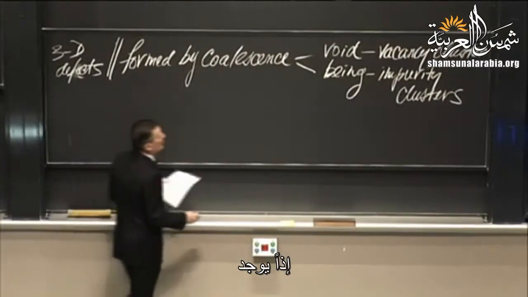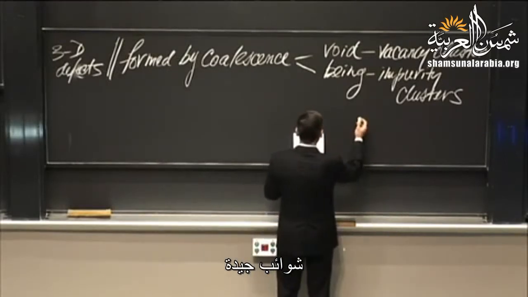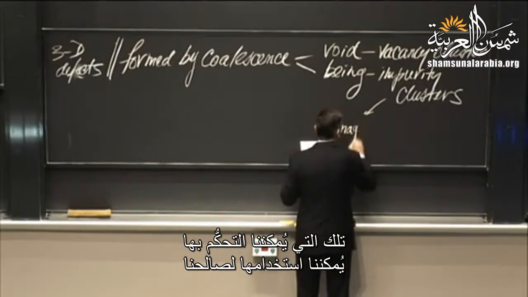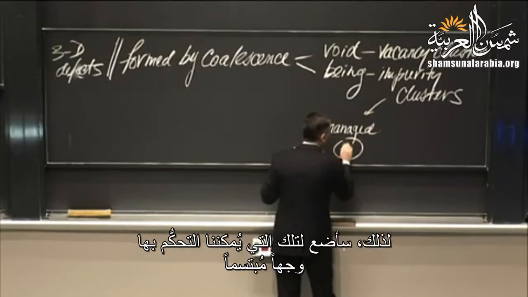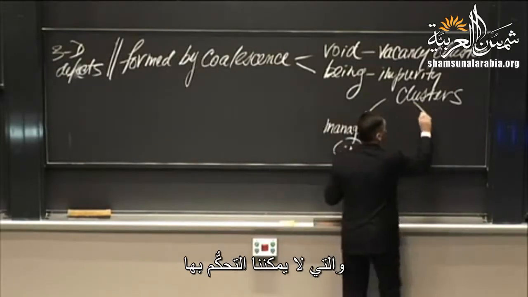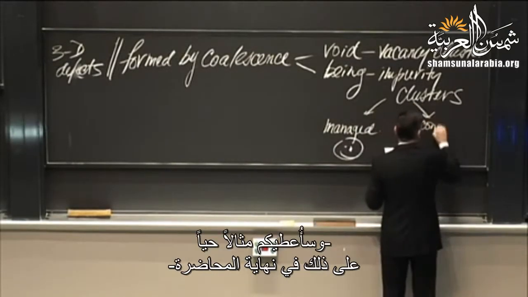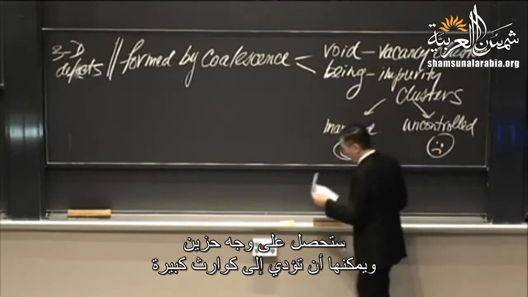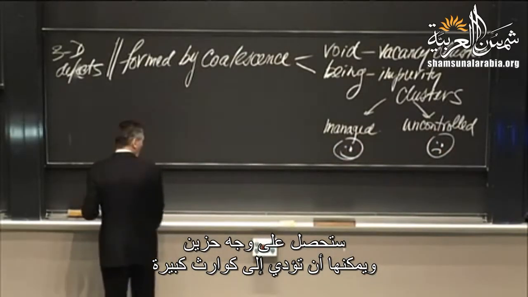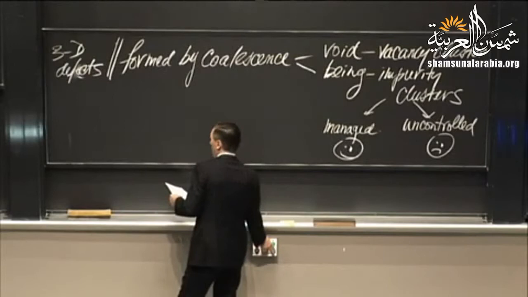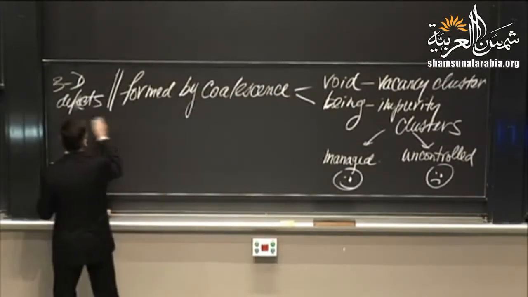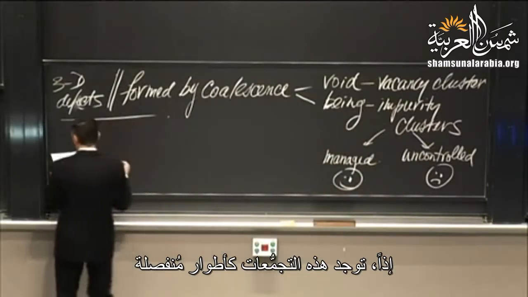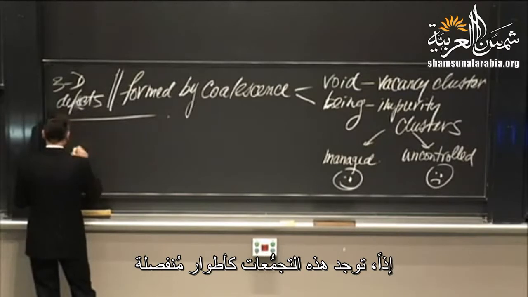So what I like to say is impurity clusters. There are good ones that are managed, and the ones that are managed can be used to our advantage. So the managed ones get a smiley face, and the ones that are uncontrolled, and I'll give you a vivid example of that at the end of the lecture, get a frowny face, and they can lead to major disasters. For example, you're really talking about clusters that exsolve as a separate phase. So these things exist as a separate phase.